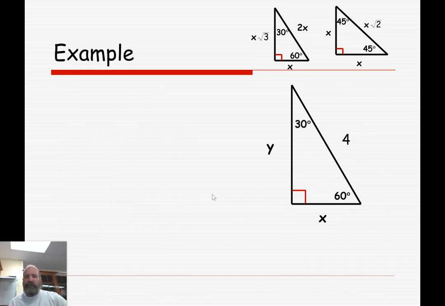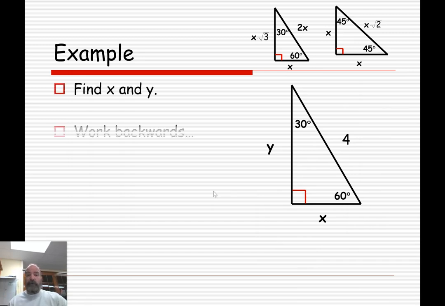Okay, don't write this one down because we don't need to. If that's 4, I know that short side down there is 2. And I know y is just 2 square root of 3.